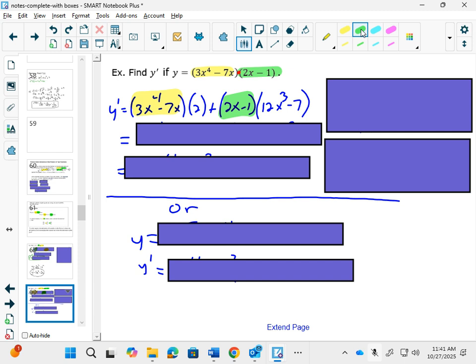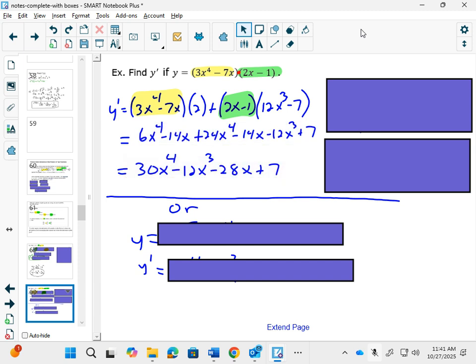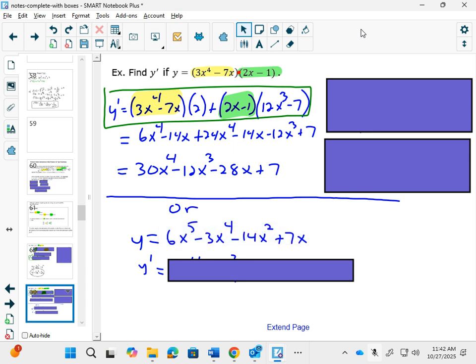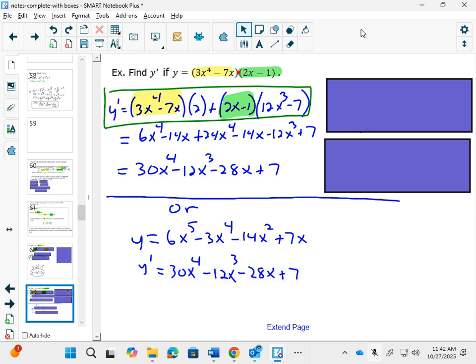And if you wanted to, you could simplify this. No, I wouldn't recommend it. I would actually be more than happy if you left your answer like this. Okay? If you wanted to multiply that out, you could. This is what you would get if you multiplied it out. And if you multiplied it out first and then took the derivative, you would get exactly the same answer.